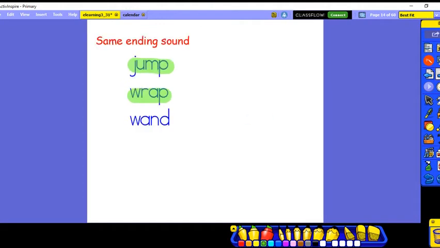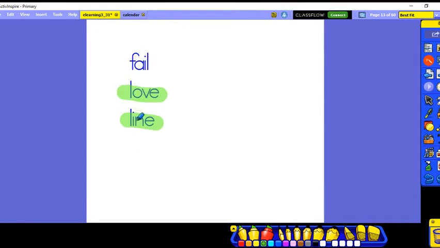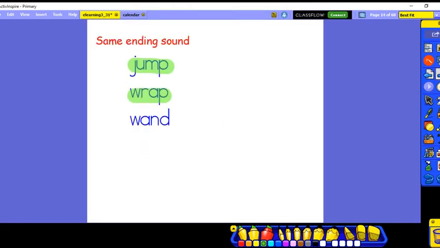Right. Now we're looking for words that have the same ending sound. So we're not looking at the beginning sound like we were at the other ones. The ones that we just did, we looked at the beginning sound to see if they were the same. Now we're going to look at the ending sound to see if they're the same. So let's look at these. Jump, wrap, wand. Jump and wrap have the same ending sound. Look right there at the end, you can see the P and the P.